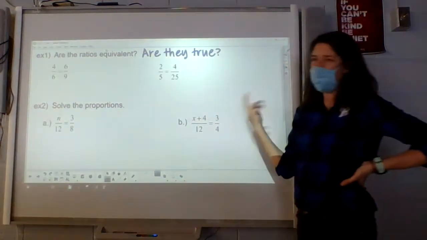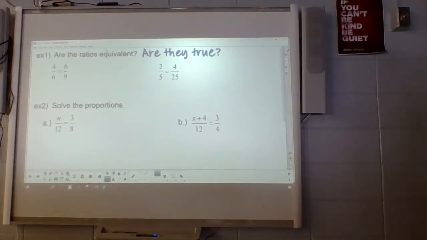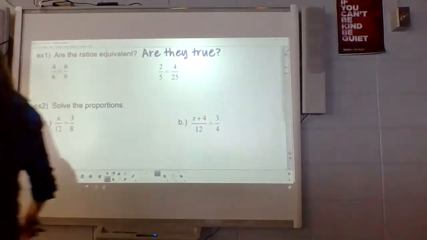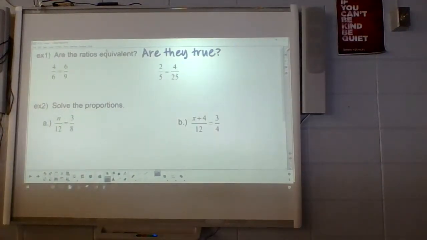That's kind of what they're asking another way. So equivalent just means equal. So does 4/6 equal 6/9? You think so? You don't think so? Okay. Anyone? It's either yes or no, right? How would you check, Trista?